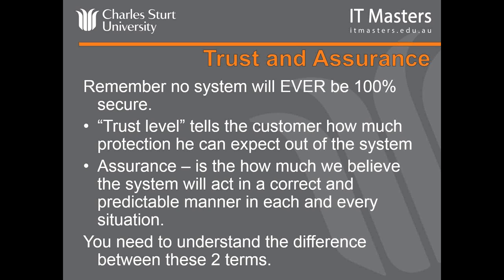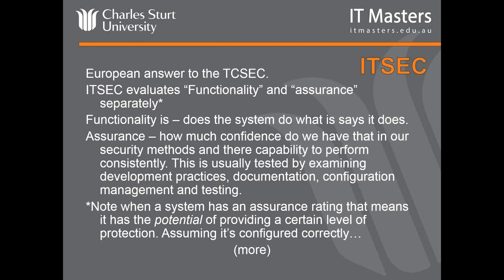Assurance takes us to the point where we know, or at least believe, that things are happening correctly. We get an audit so that we can have some level of assurance about what's occurring. There is a difference between trust and assurance, and you need to understand it. Trust level is how much you expect out of it, what you expect it to do, and how honest you believe it is. That level of trust comes down to the assurance.